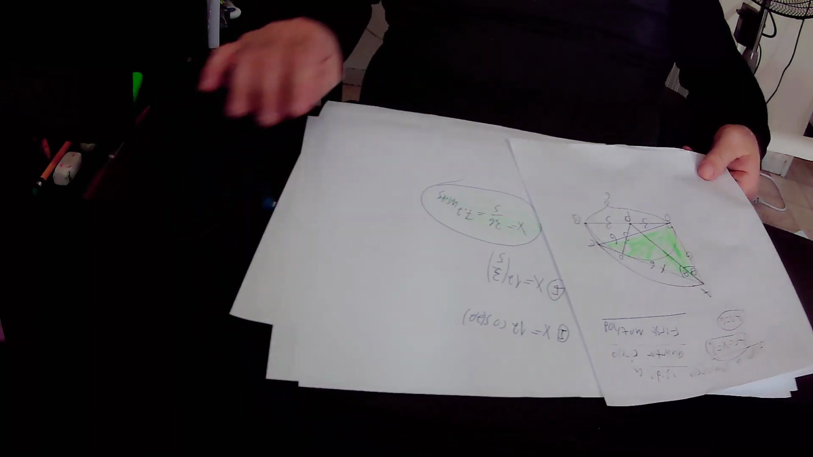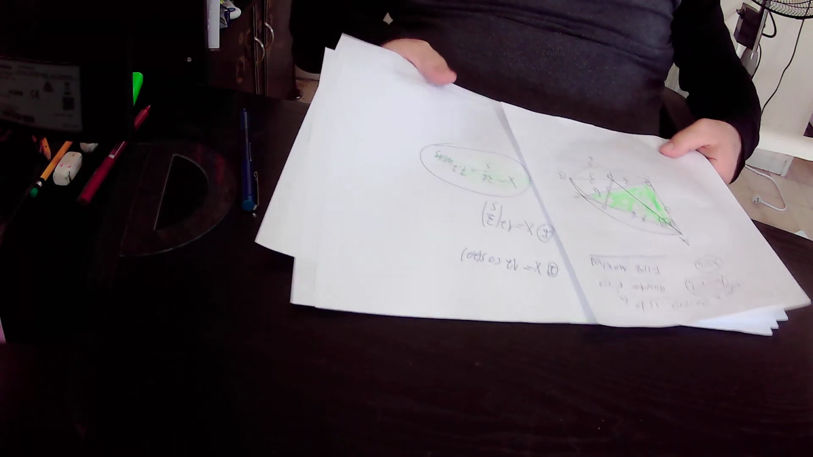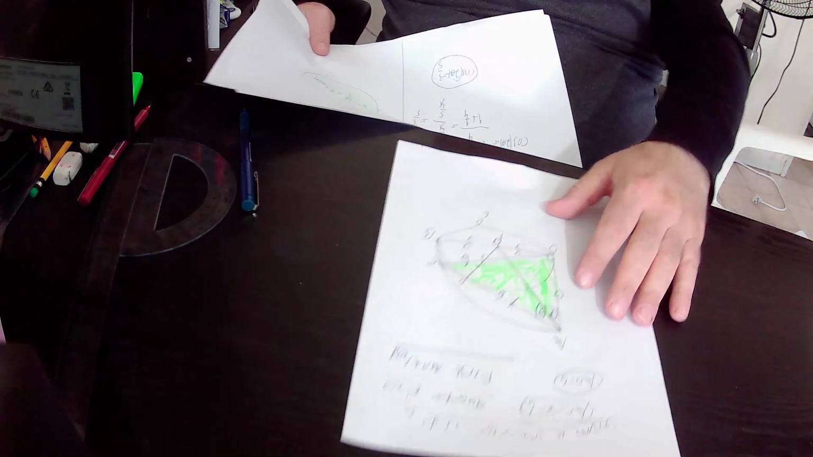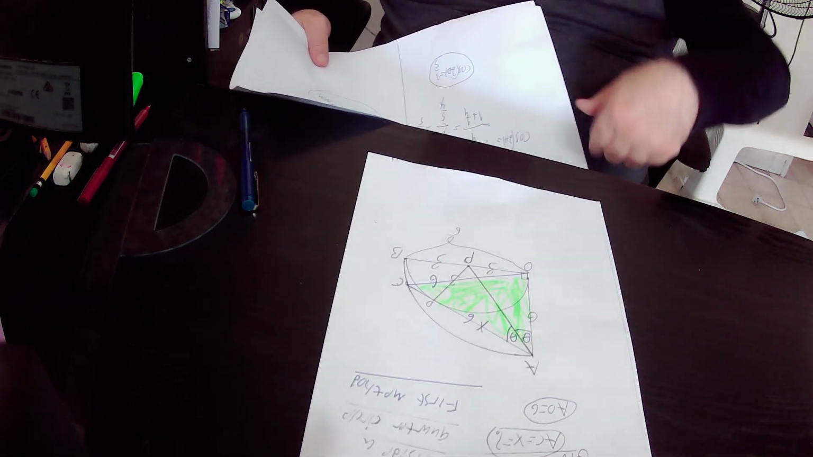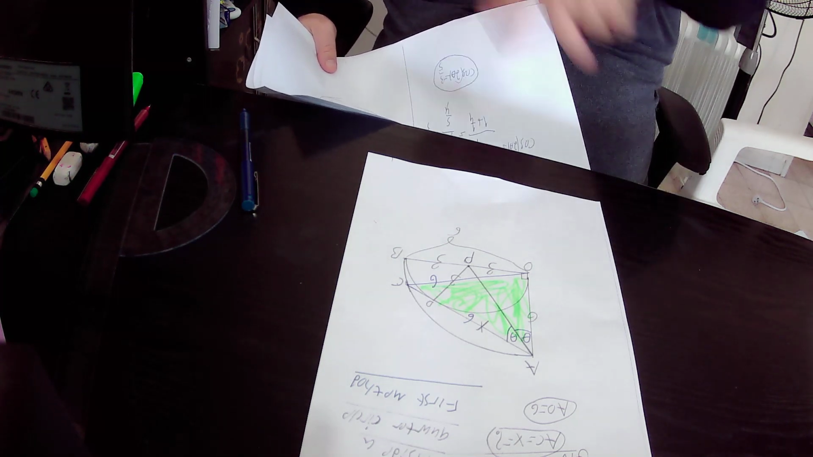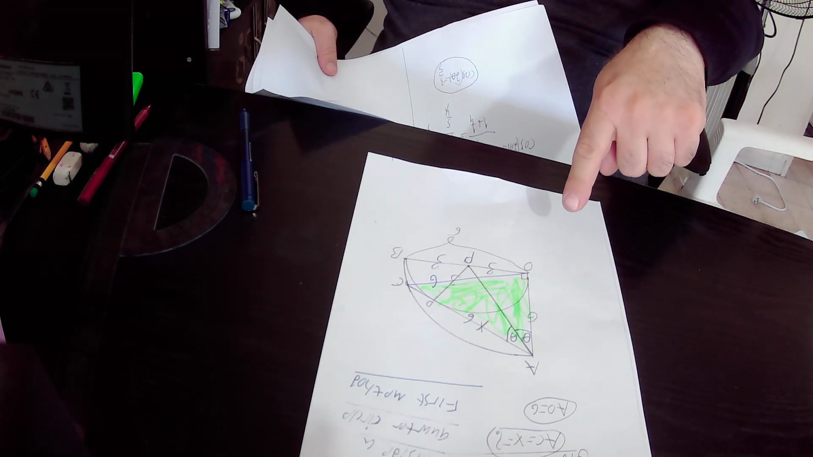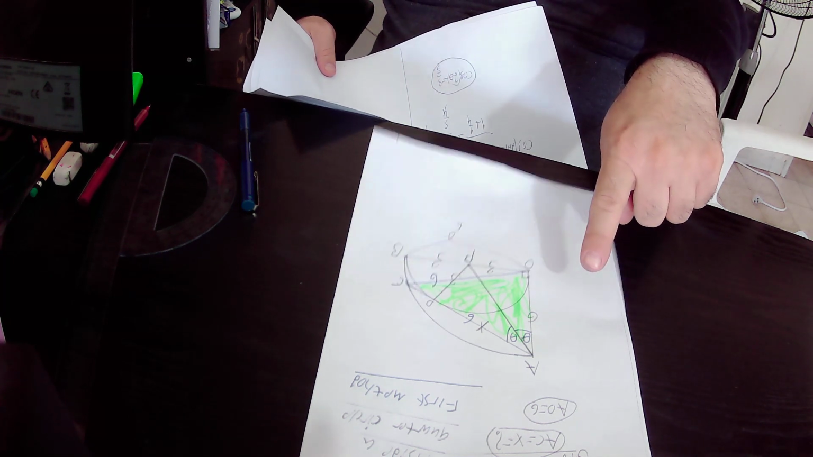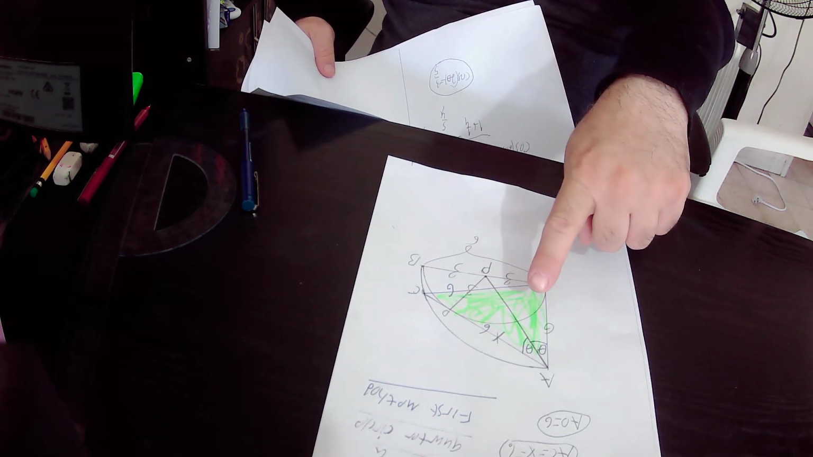So I repeat the question. We have here a semicircle inside the quarter circle. We know that AO equals 6 units, and we want to find out the length of side AC that is equal to x.